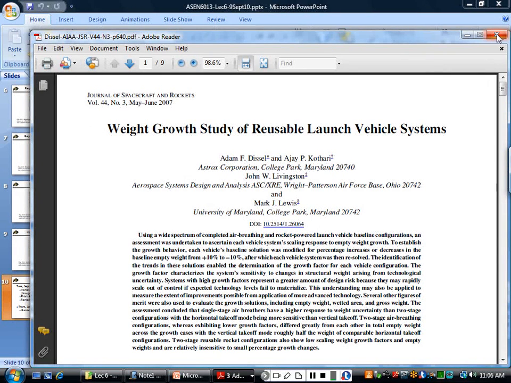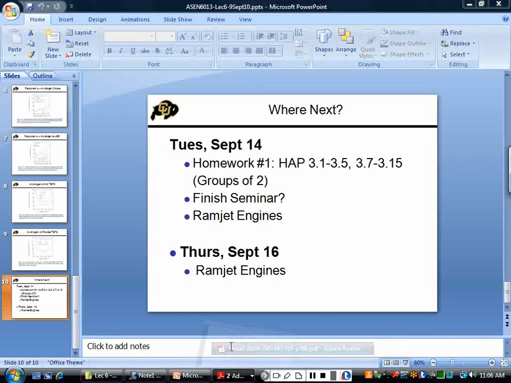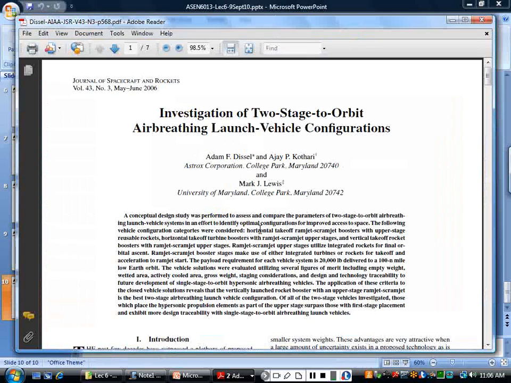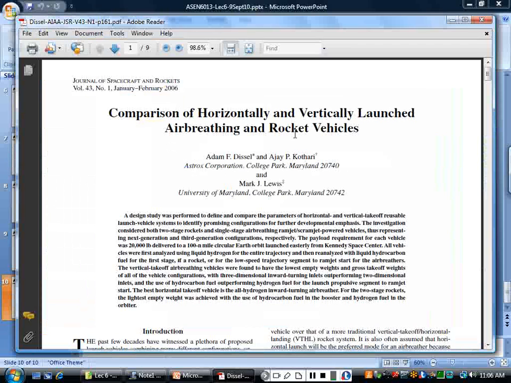But weight growth study for reusable launch vehicle systems is one. And these are just extra reading if you're really interested. Investigation of 2-stage to orbit air-breathing launch vehicle configurations. And the third one here is comparison of horizontal and vertical launch. So the seminar is an amalgamation of all these 3 things to give you the flavor that the book doesn't give you of what's really happening when you put these systems together in a more complex way.